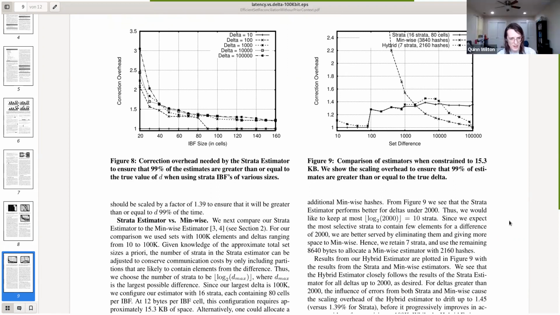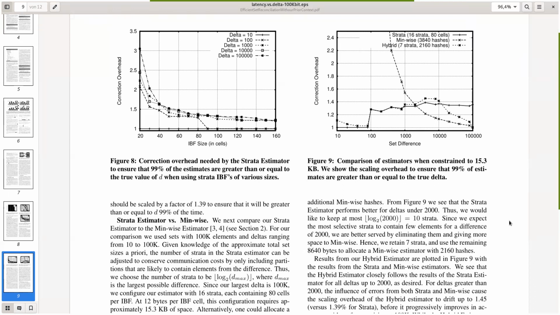But to clarify what you just said, does that mean that it's not based on the size of the universe and they just always do 10? Am I misunderstanding something there? I am not entirely sure. They just say from figure 9, we see that the strata estimator performs better for deltas under 2000. Thus, we would like to keep at most floor of log base 2 of 2000 equals 10 strata. It's a bound on the number of strata.